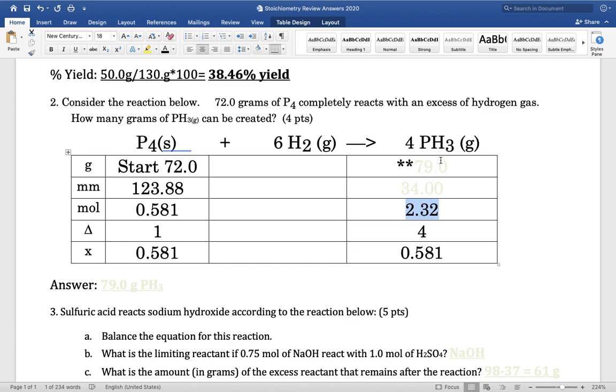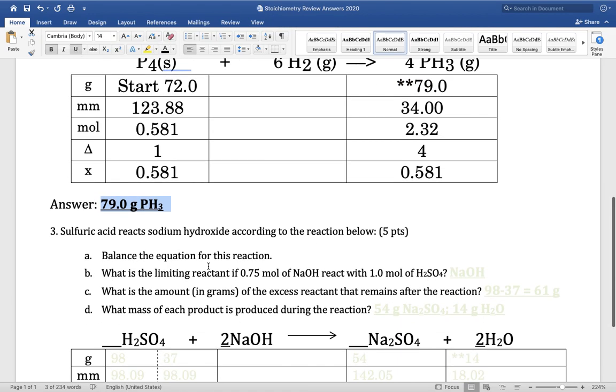And then the molar mass of PH3. Remember, never use a coefficient to calculate a molar mass. It's only 1 phosphorus plus 3 hydrogens. And that comes out to 34.00. So 2.32 times 34.00, sig fig wise, gives me a final answer of 79.0 grams of PH3.